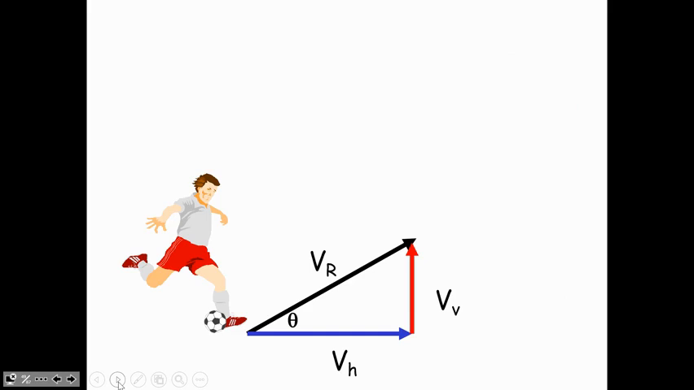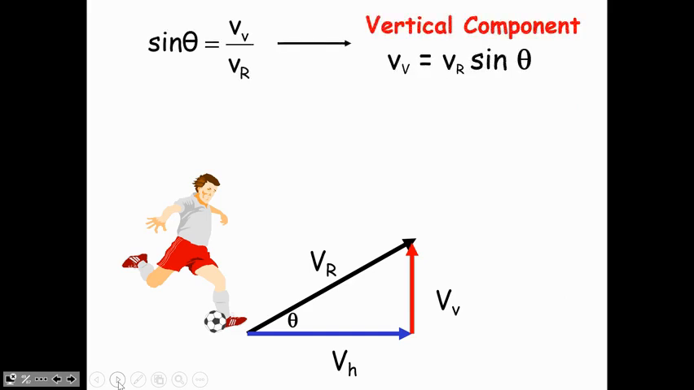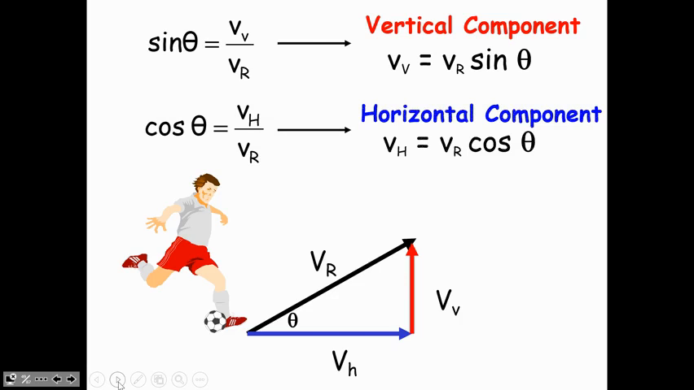To solve for the sides of this right triangle, we can use sine to solve for the vertical component, and we can use cosine to solve for the horizontal component. These two equations for the components are located on the back page of your reference table.